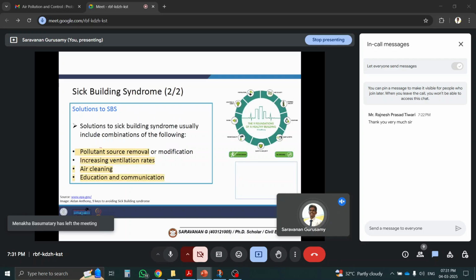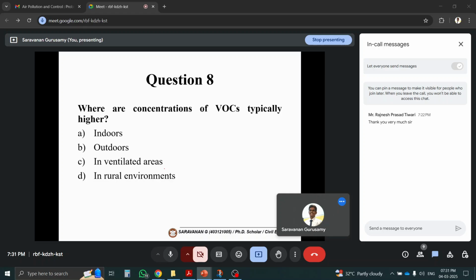So if you see here, solution for sick building syndrome SBS is increasing ventilation rate, pollutant source removal, air cleaning. So the spray may be a source, so that also needs to be removed. Education and communication. This is the first solution to sick building syndrome.